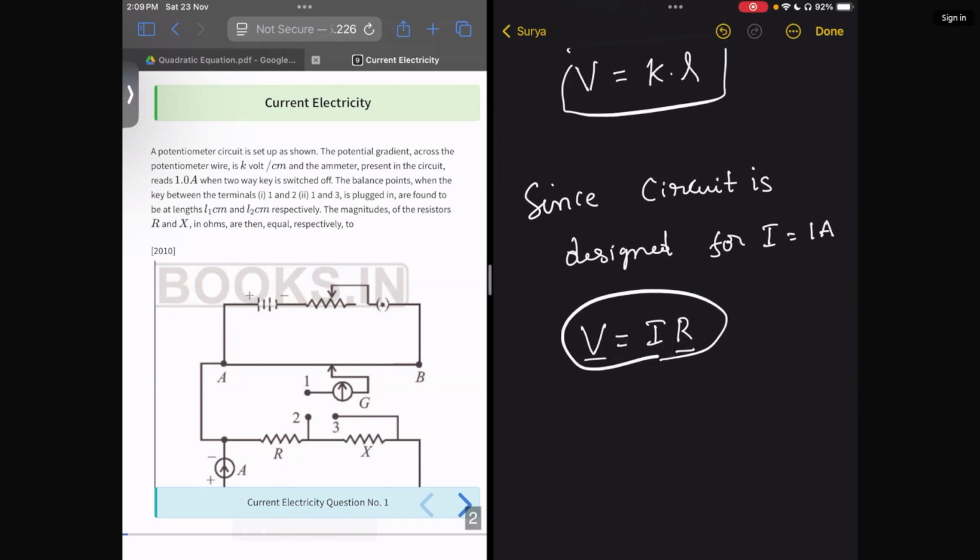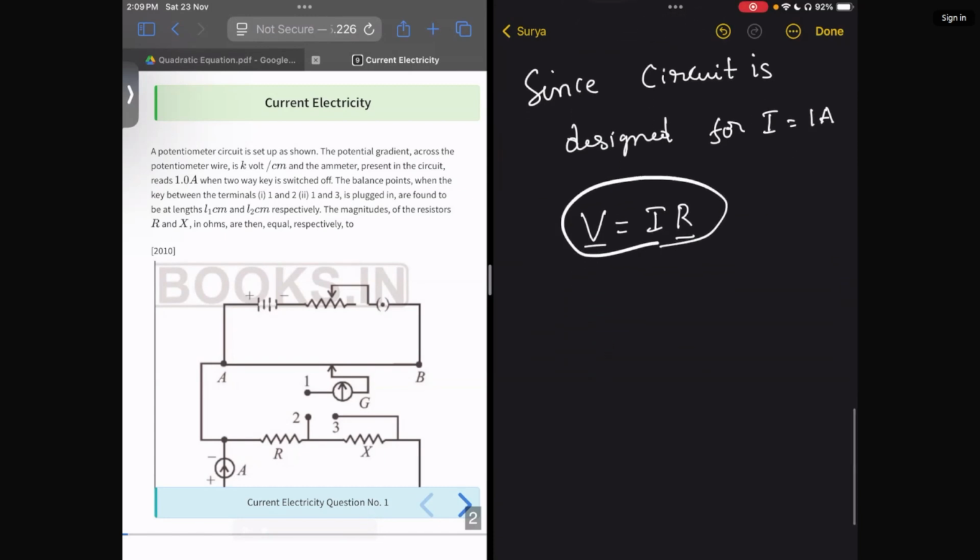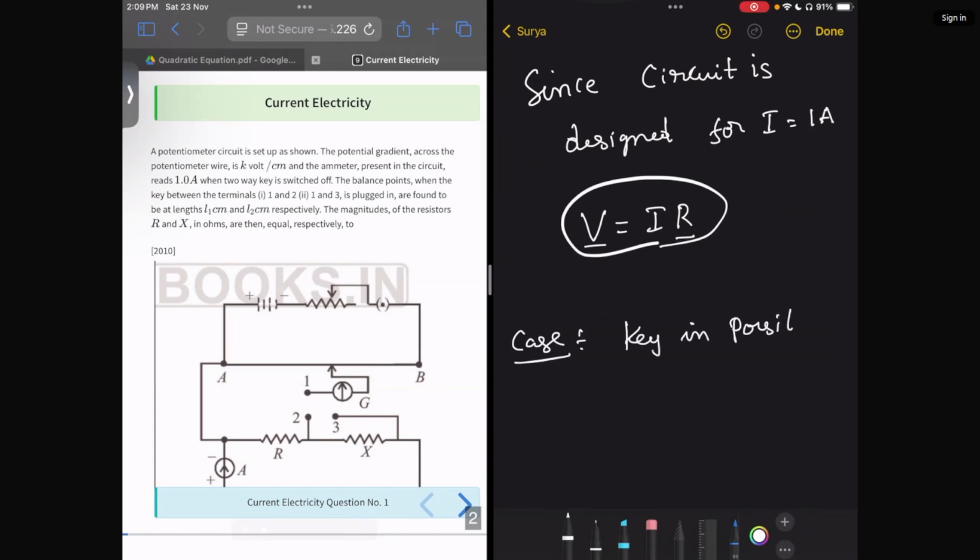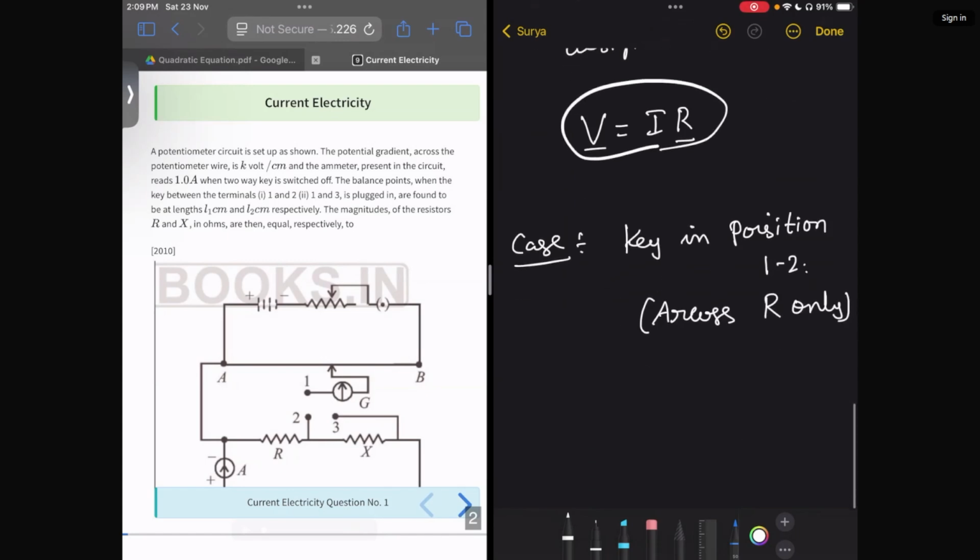So we will see now the 1-2 position. Case 1 is the key in position 1-2. There are two-way key positions, 1-2 and 1-3. If the key position is 1 and 2, there is only resistance R, as we already discussed before. When the key is in position 1 and 2, only the R resistor is connected.